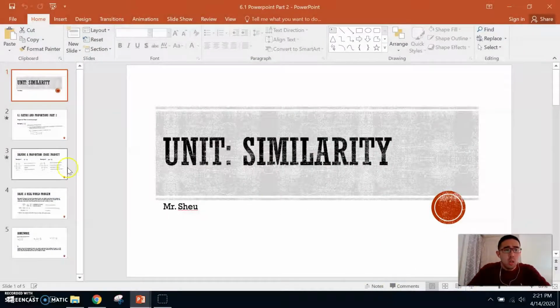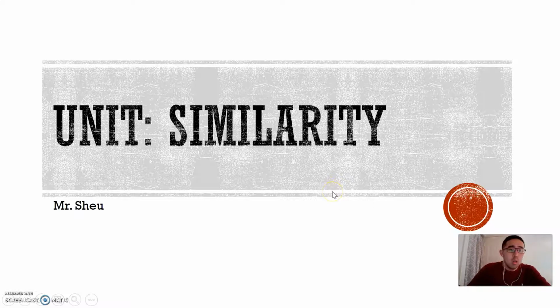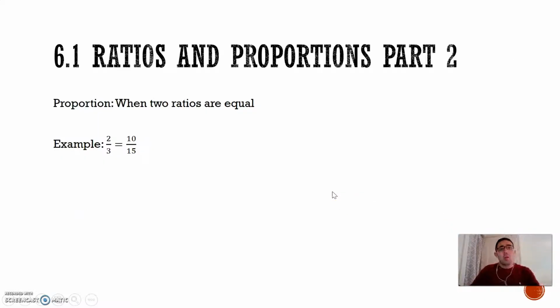If we look, we are still in our unit for similarity, okay? So we're still going to be talking about ratios and proportions today. And as a review, proportions are when two ratios are equal. Your example is where you have 2/3 is equal to 10 over 15. This is a proportion because 2 over 3 is equal to 10 over 15.